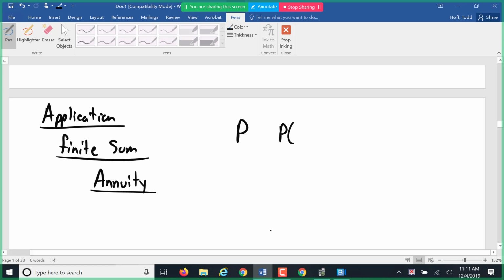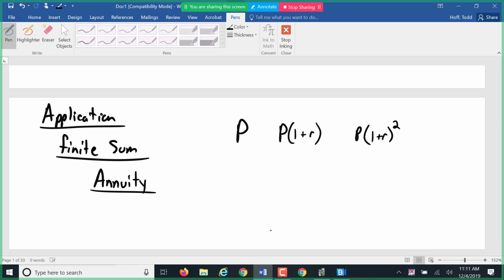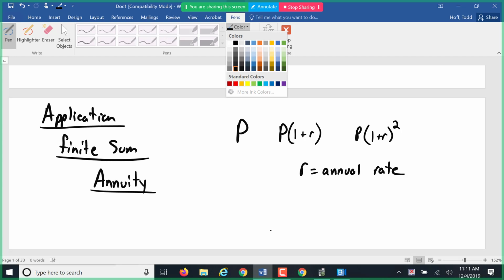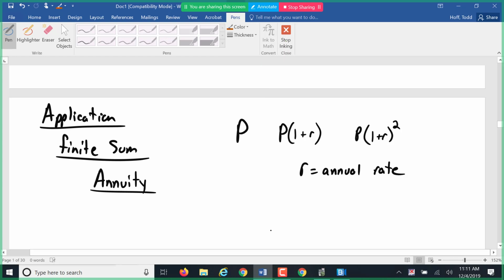So the next term is going to be P times 1 plus the interest earned. The next term is going to be P times 1 plus the interest earned squared, which is going to have sat there for 2 years, or 2 terms, and so on. Well, if r is the annual interest, and it compounds more often than just annually, we have to adjust that rate. And the formula, and you'll be able to see the similarities to the finite sum formula here.